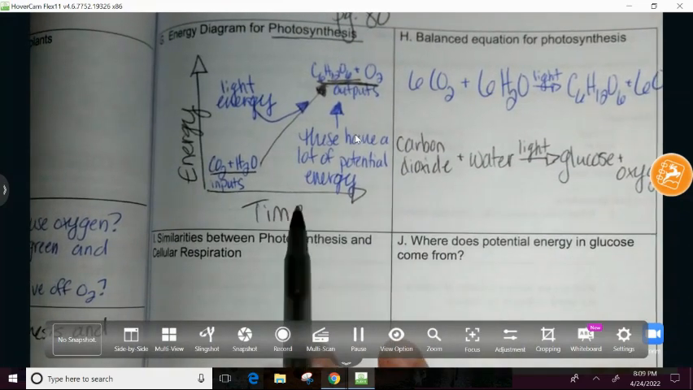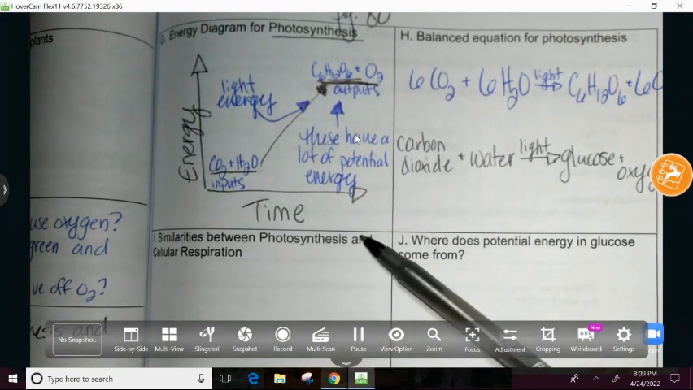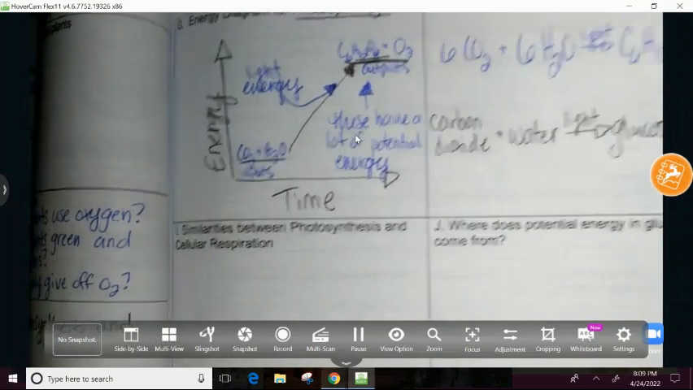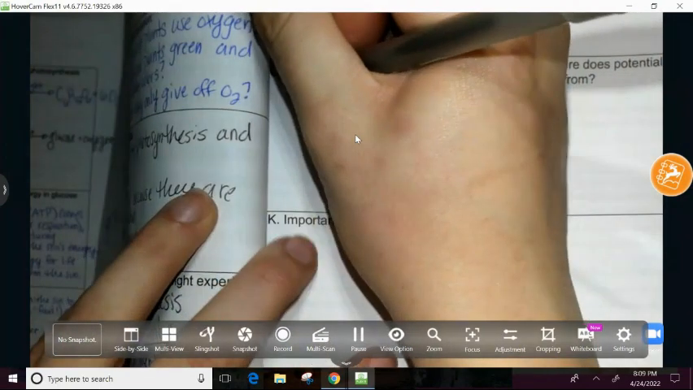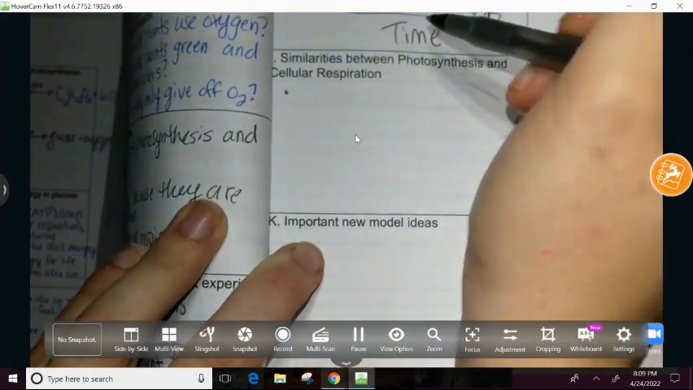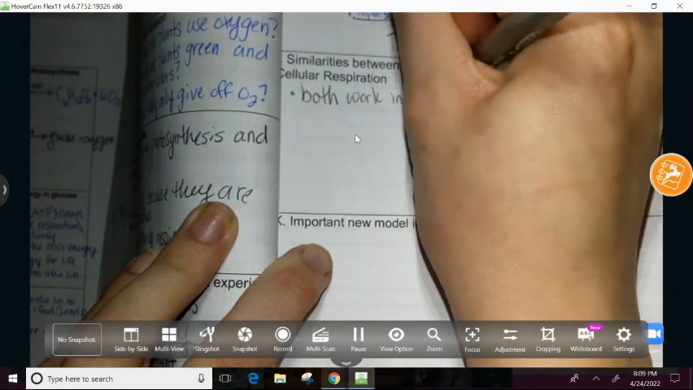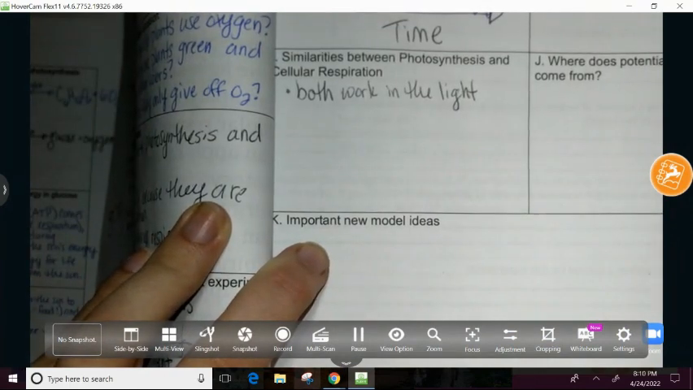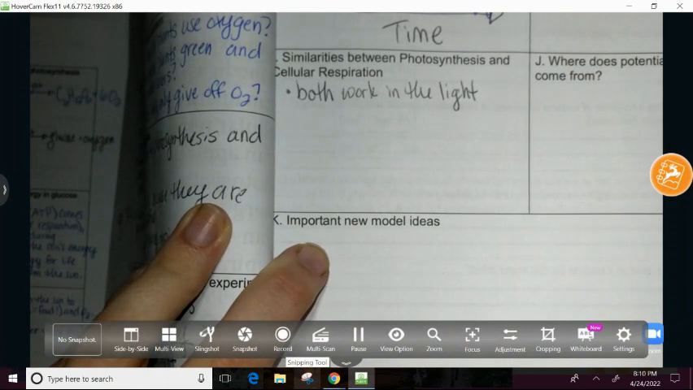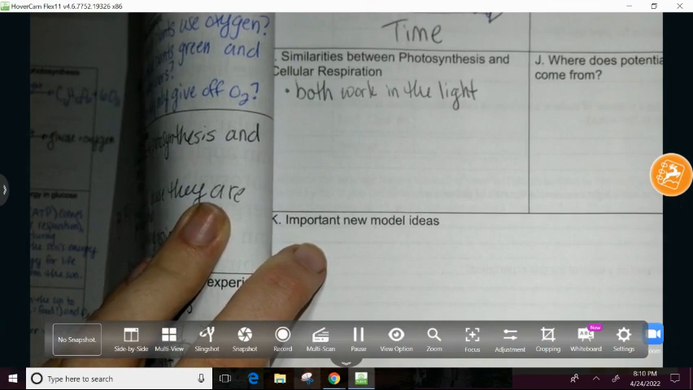So overall, if we think about photosynthesis versus cellular respiration, what are some similarities between them? We know that they both work in the light. We don't need light to breathe, but photosynthesis does. So they both do occur in the light. What else do we know? I went through this when I showed you the two energy diagrams: photosynthesis is the reverse of cellular respiration. So the products of photosynthesis are actually the reactants of cellular respiration, and it can go back and forth.